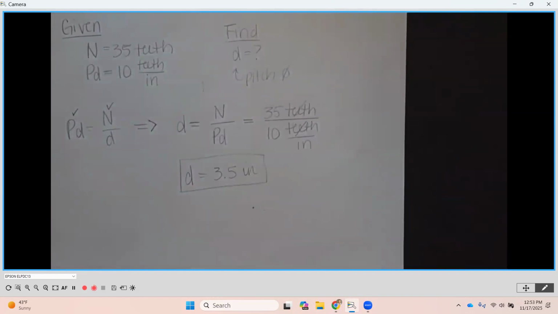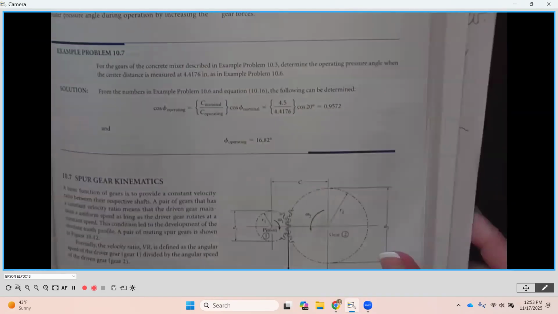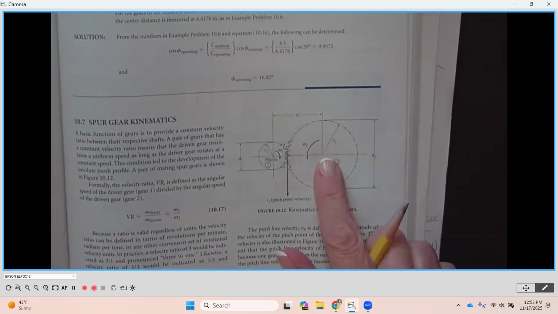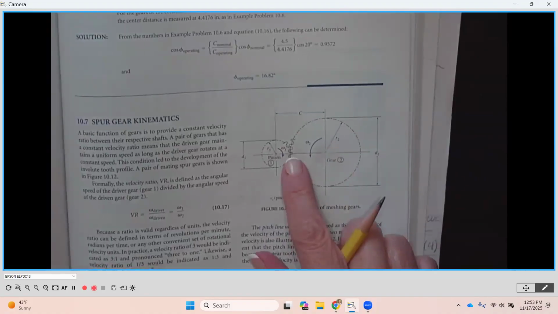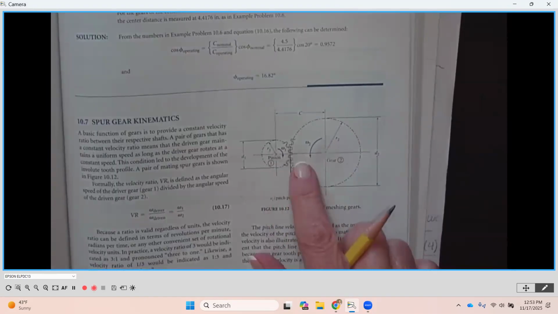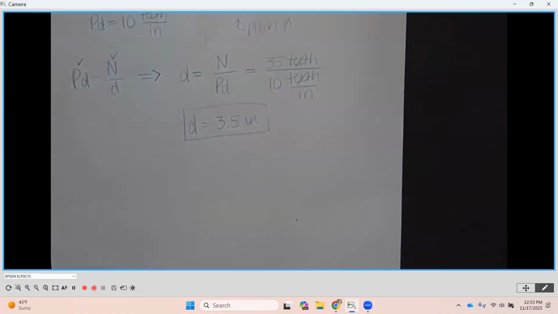Again, our pitch diameter is, if here's the center of rotation for our gear, this diameter right here. It's the diameter that's going to be tangent and engage with the mating gear. So, pitch diameter. Any questions about example 10.1 right now?